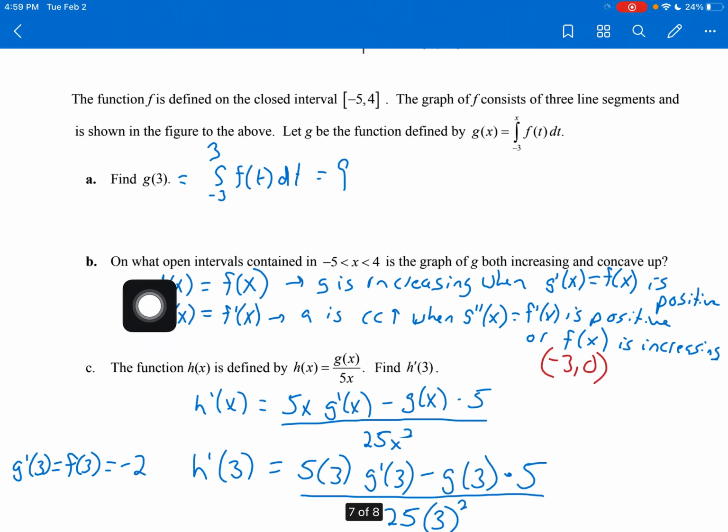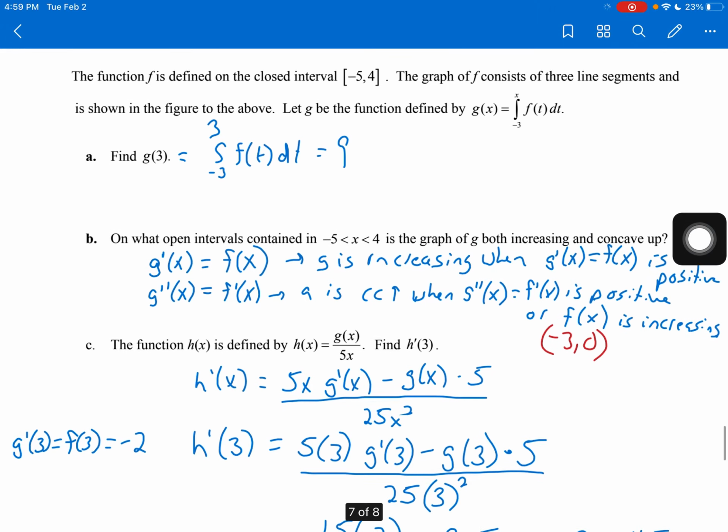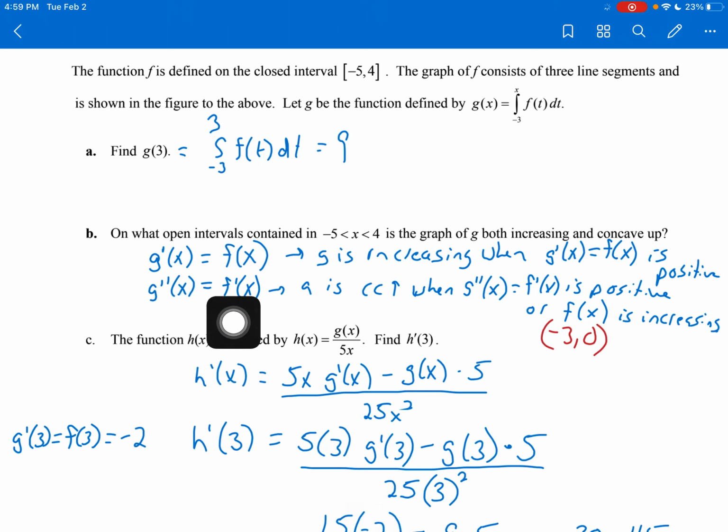Part B says, on what open intervals contained in the interval from negative 5 to 4 is the graph both increasing and concave up? So now we have to go back and remember what increasing means in terms of a function and derivatives. Increasing means that the first derivative is positive. G prime would have to be positive, which would indicate that g is increasing. And to be concave up, the second derivative would have to be positive, so the second derivative of g would have to be positive, which means that the first derivative would be increasing. So that would be a couple things to consider.